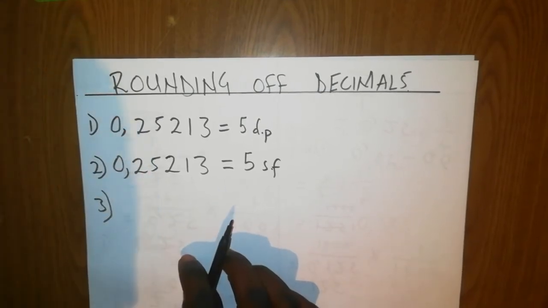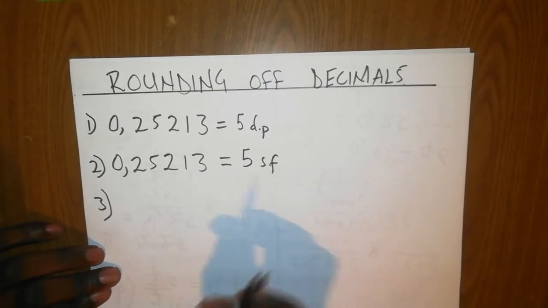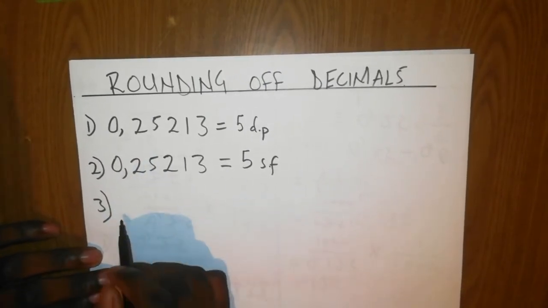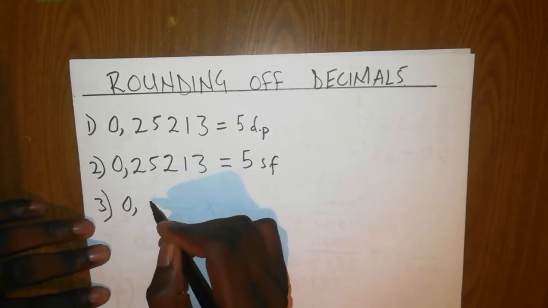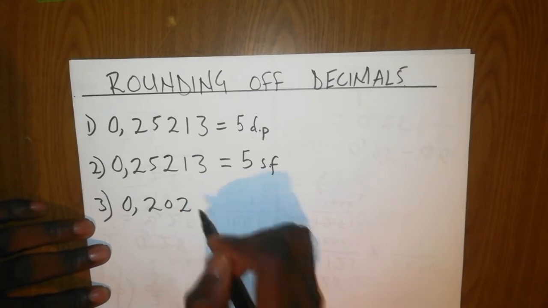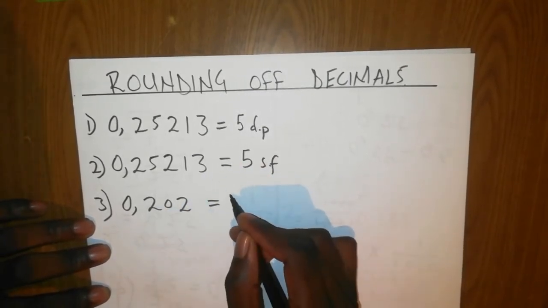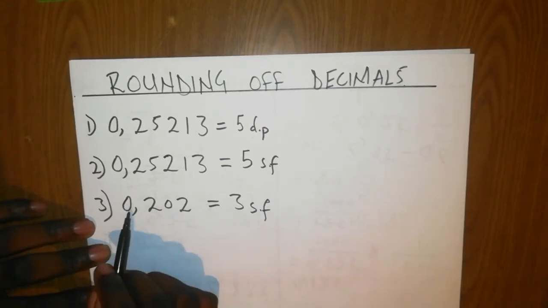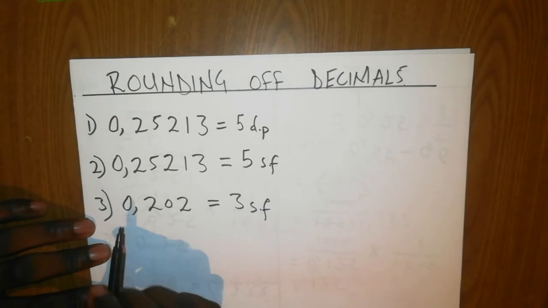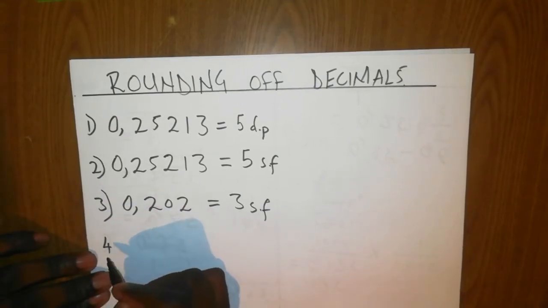if you are doing significant figures, a 0 is considered to be significant only if it is found in between non-zero digits. For example, 0.202 is equal to 3 SF. This 0 is considered, but this one is not considered, because of the definition of significant figures. Then I'll take you to number 4.